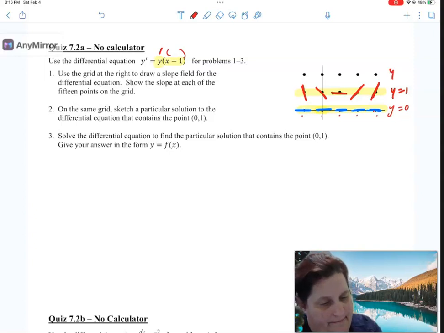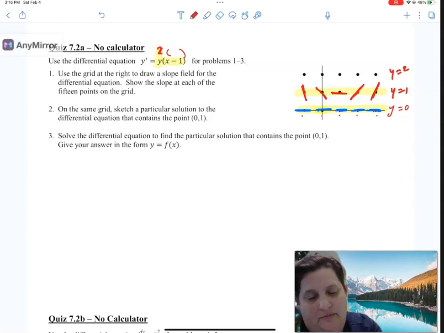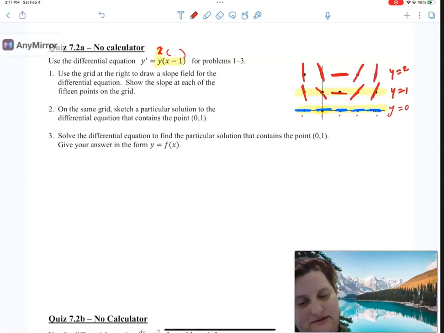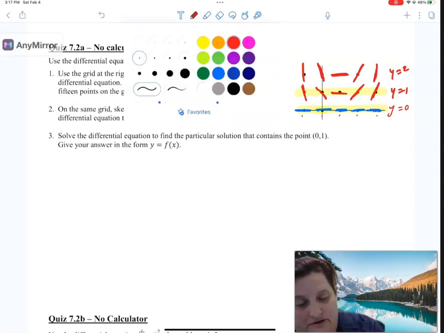Whew. My brain. Now here where y equals 2, so I'm doubling the x coordinate minus 1. So negative 1 minus 1 is negative 2, times 2, it's negative 4. That's really steep. 0 minus 1 is negative 1, times 2 is negative 2. 2 times 0 is 0. That one's going to be 0 again. 2 times 1 is positive 2. 2 times 2 is positive 4. Hey, that's a good slope field. I like it. Okay, so now it says, on the same grid, sketch a particular solution through the differential.